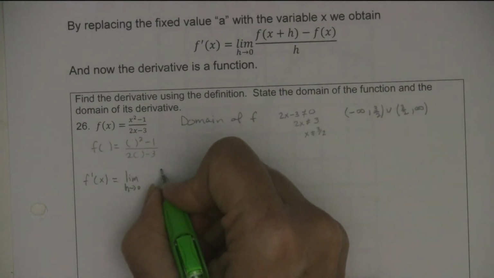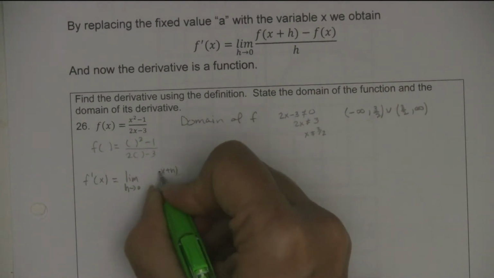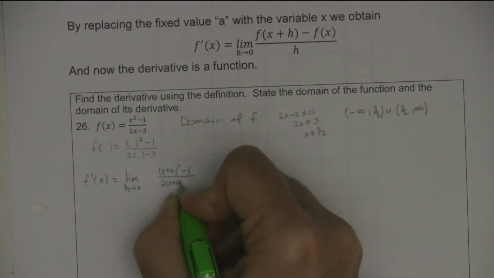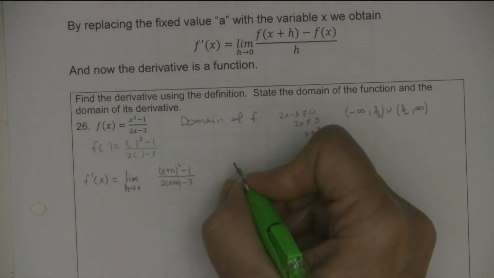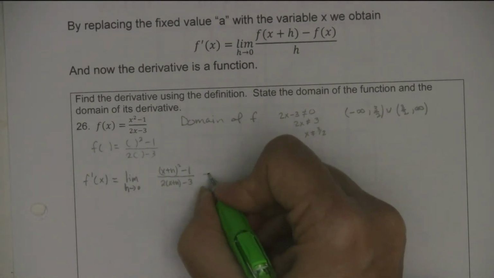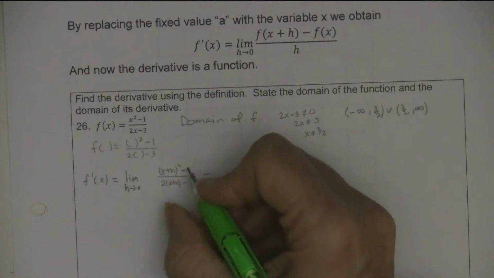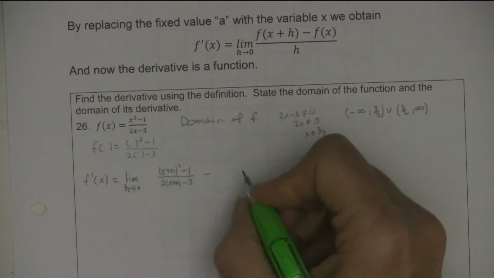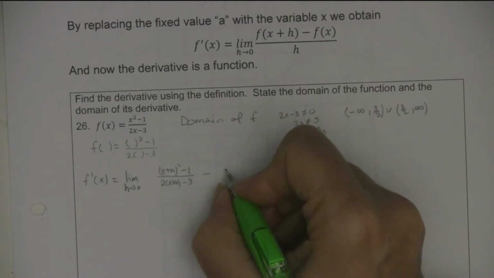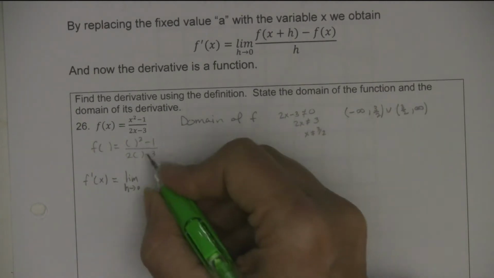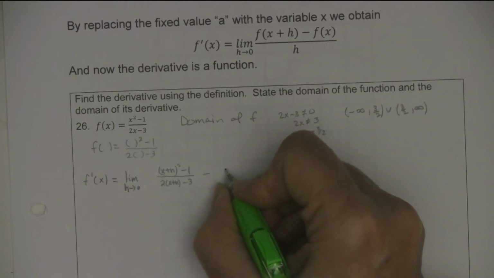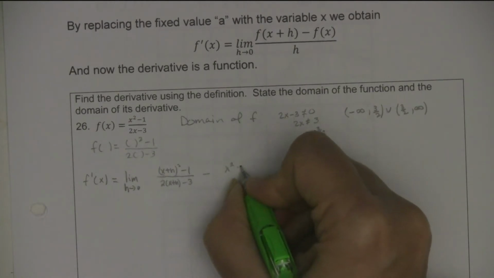So I'm going to have here x plus h squared minus 1 divided by 2 times x plus h minus 3. And if I had a nickel for every time that a person made a mistake on this part because they did not use parentheses, I would be rich, rich, rich, beyond rich, right? Now I'm going to put in x there, and because it's not a binomial, I don't really need the parentheses, so I'm not going to write them.